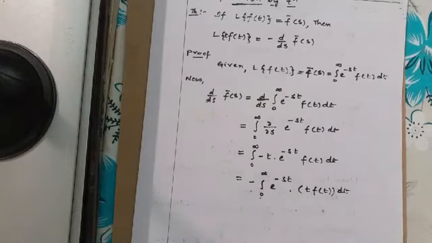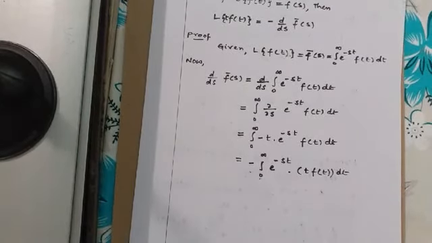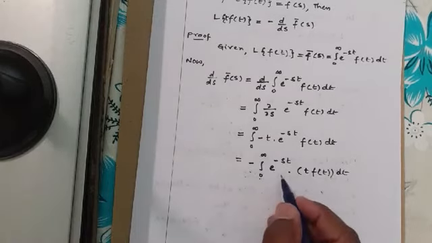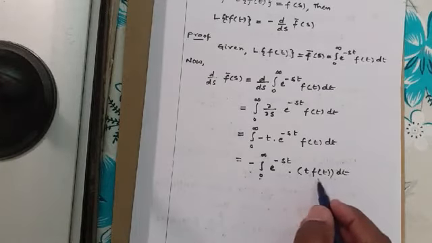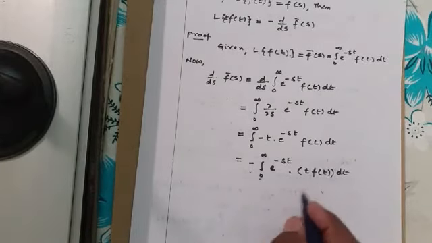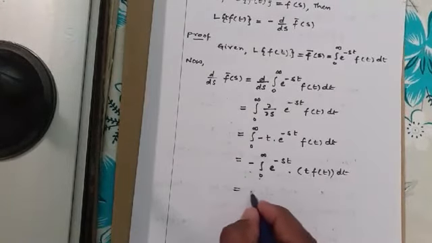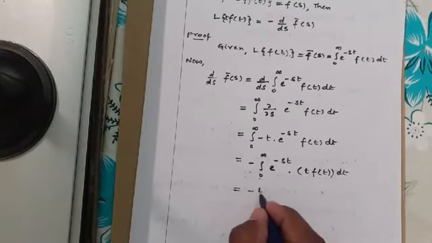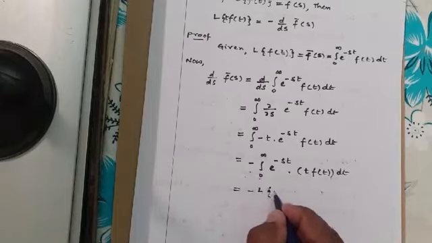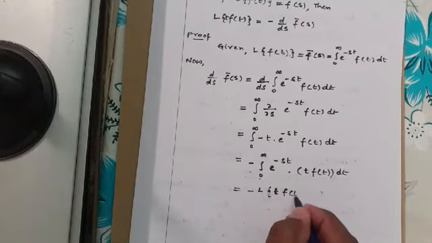Now you are well aware Laplace of f of t is nothing but integral 0 to infinity e power minus st f of t dt. In the place of f of t we have t into f of t, so I can write this as minus Laplace of t into f of t.